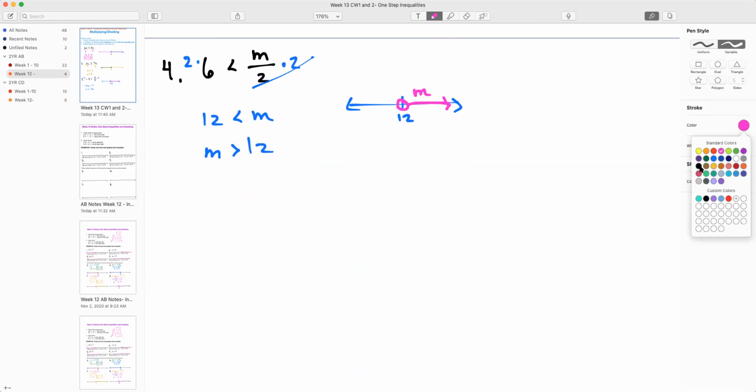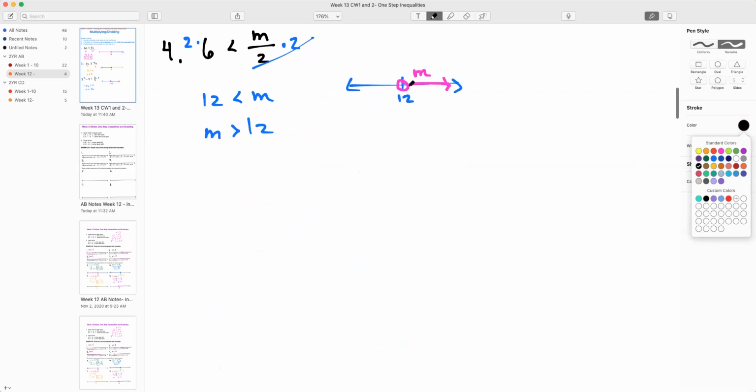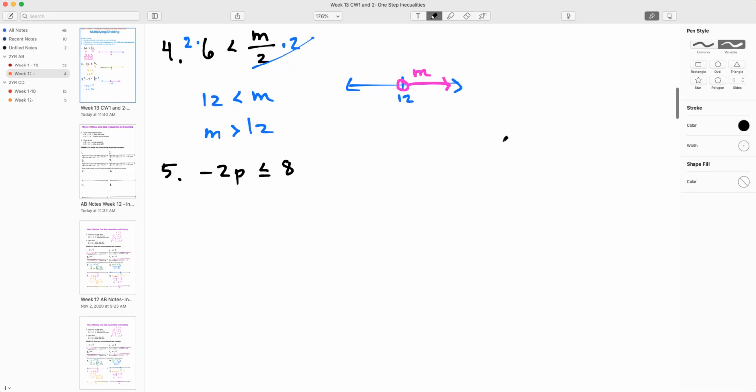M is not one value in this, it's multiple values. All things greater than 12. All right, number 5. Now we have negative 2p is less than or equal to 8.